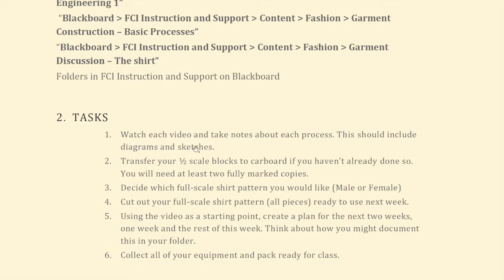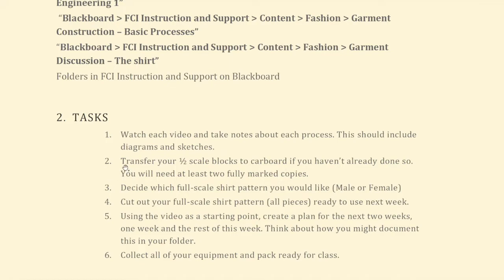So, some tasks for this week. Watch each video and take notes about each process. Now, as we saw from Amelia's talk, what I'd recommend for those notes are literally that you write down how to do the process, along with your little simple sketches. As I said here, this should include diagrams and sketches. Now, you might also take note on not just the processes, but also some tips and tricks. So let's say you get a technique that looks a bit tricky, or something that you're like, oh, I have to remember to use the wrong side of the fabric, or go across the grain. That's something to write down there.